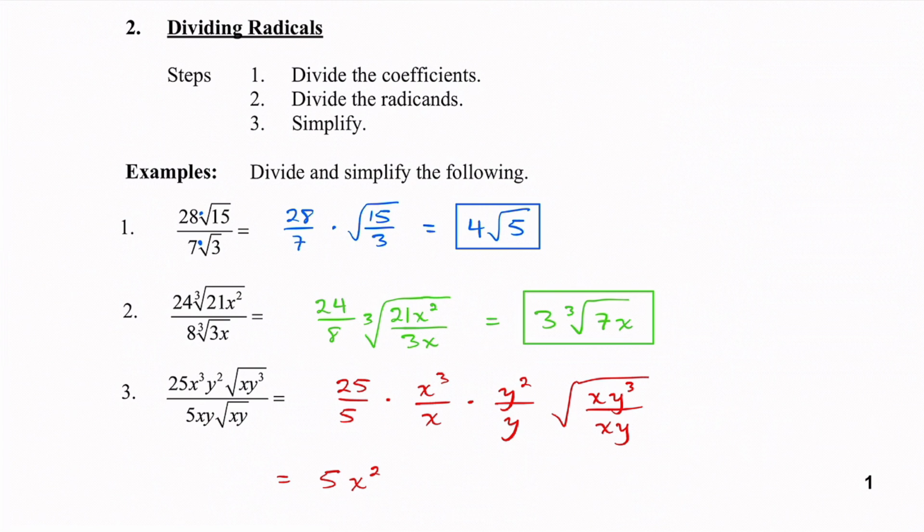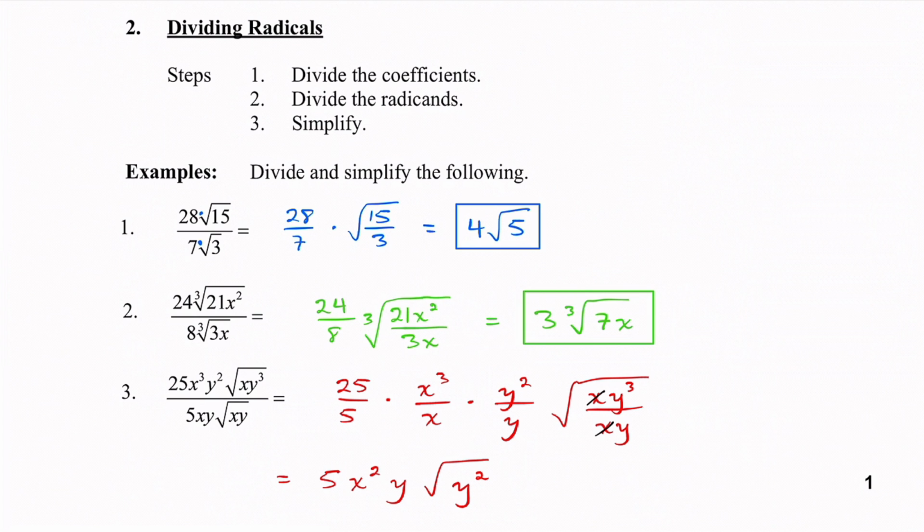With the next one, we are going to have y, and then you have 2 subtract the hidden 1 that's there. So that's going to give me a 1, and I don't have to write the 1, so I'm just going to put y just like that. And then inside my square root, the x's are going to cancel. So I don't have any x's, and then the y's, I'm going to have 3 subtract 1, so I'm going to have a y squared.